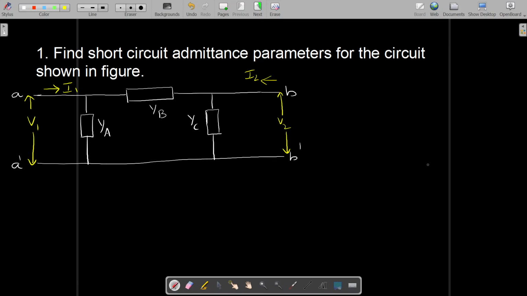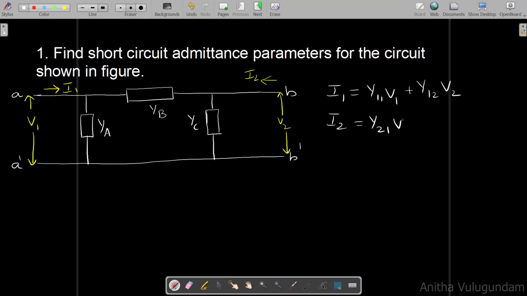In this video, I'll explain an example on Y parameters. Find short circuit admittance parameters for the circuit shown in figure. We have admittances given YA, YB and YC. Let us write the main equations first. I1 equal to Y11 V1 plus Y12 V2. I2 equal to Y21 V1 plus Y22 V2.